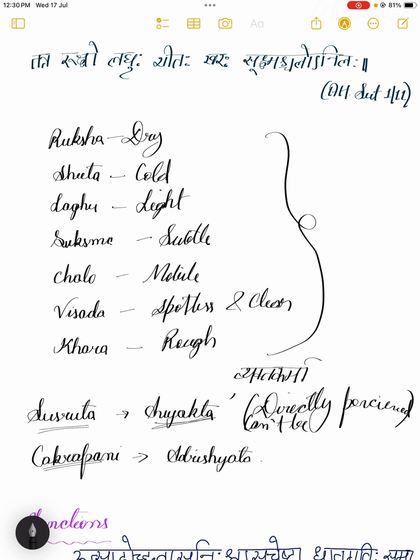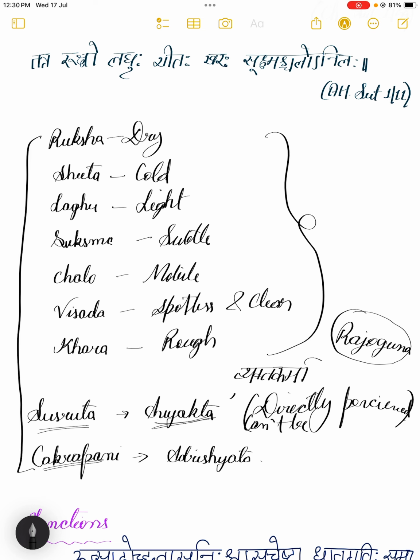Another important feature Acharya Sushruta mentioned in Nidan Sthan is the Rajoguna. Now this is very, very important. Why? Because we know there are three gunas, that is Sattva, Raja and Tama, and until now the gunas that we have studied, that is Ruksha, Shita, Laghu, Sukshma, Chala, Vishada, Khara, Avyakta, Vyakta Karma, are nothing but the physical properties of Vata.